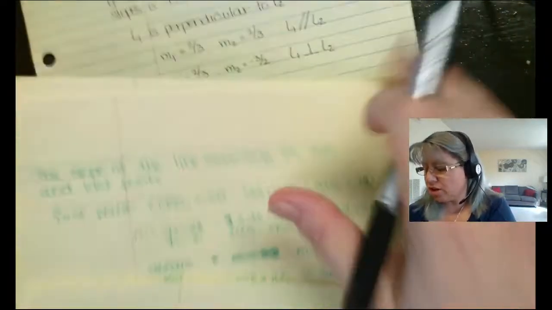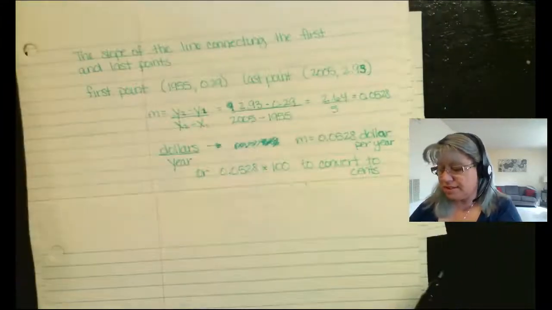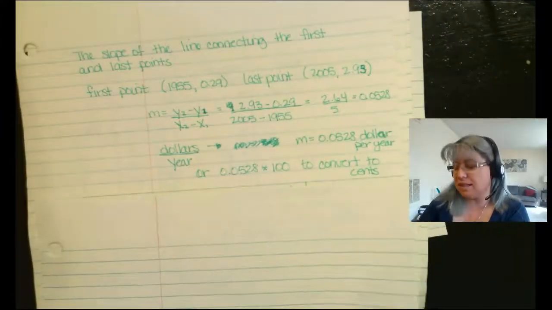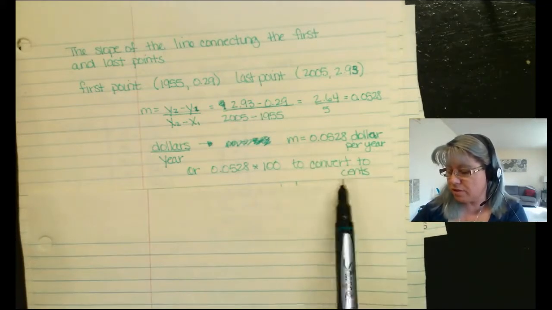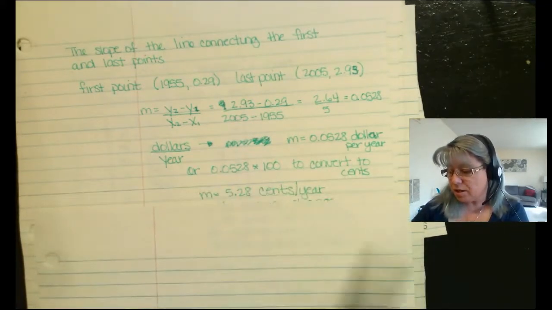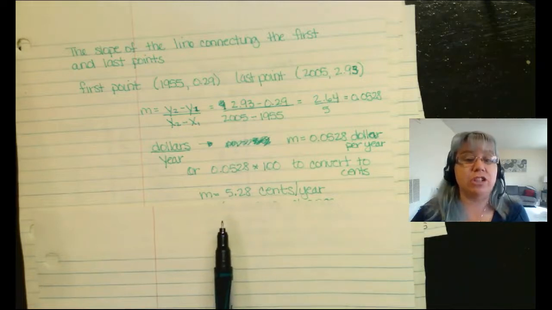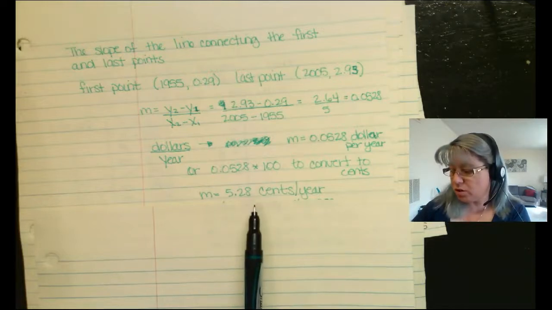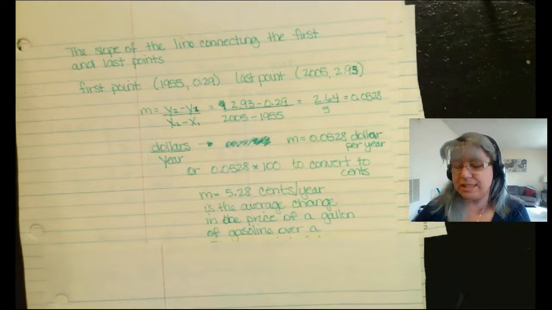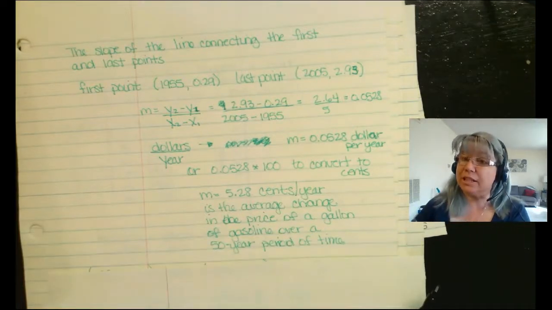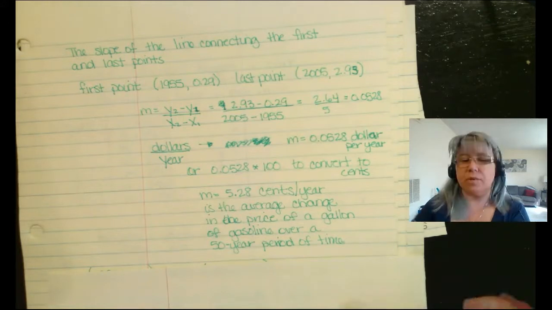Now, it's a little bit hard to see exactly what was going on. So let's change our dollars to cents. So I'm going to take the 0.0528, multiply it by 100 to convert to pennies. So our average change in a gallon of gas is 5.28 cents per year. Now that's just the average change of price over a 50-year period of time.